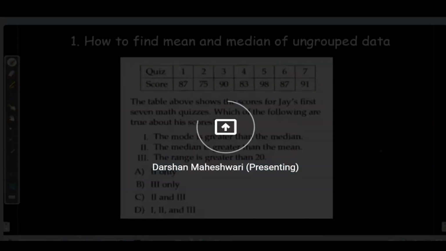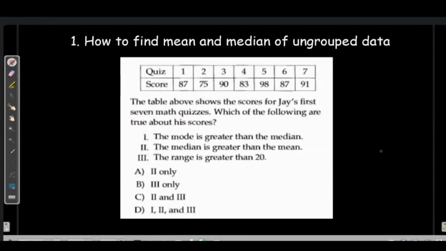All right, excellent. The first trick, we're going to start easy. The first trick is how to find the mean and median of ungrouped data. And by the way, almost all the questions that I am using appeared in the SAT, probably the pen and paper version, but all these are relevant questions. So here we are given that there are seven quizzes and then the scores are given. These are J's scores for the first seven math quizzes, and they're asking which of the following is true about his scores, and they are talking about the comparison of mean, median, mode, and the range.